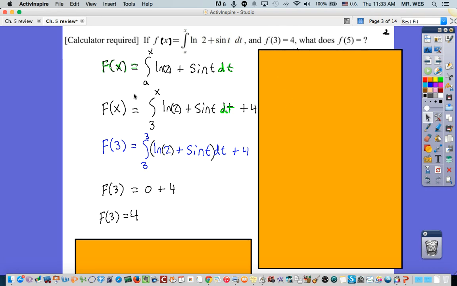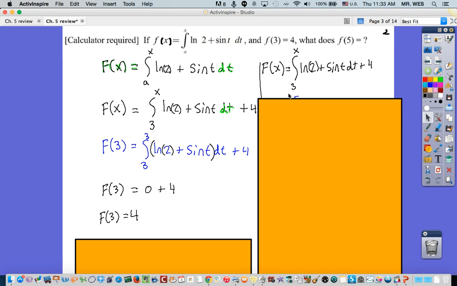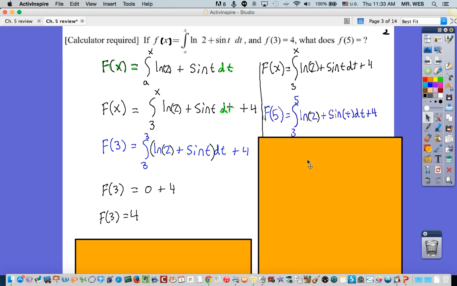So that's why this function right here is the function that we're going to use to find what f of 5 is. Because when I use this function and I put in 3 for x, then f of 3 equals 4. It's almost like I forced this to work here. So if we're going to look at this function that we've created, we have this function that will be true when f of 3 equals 4. So when I put in 5 in here, it's going to look like here.